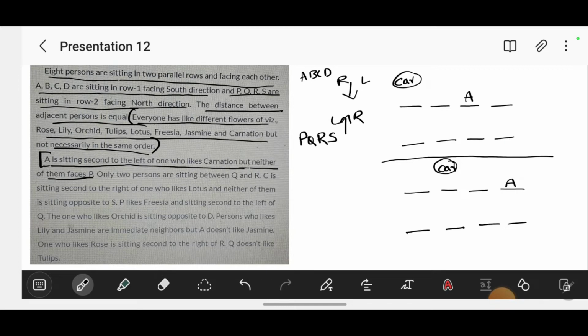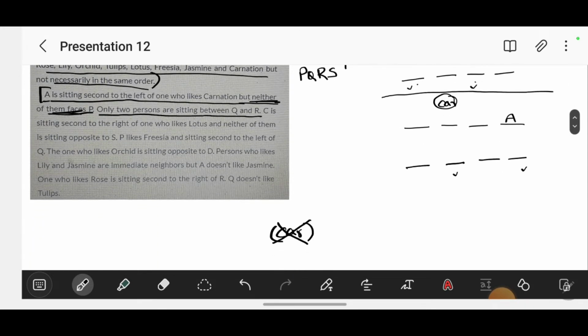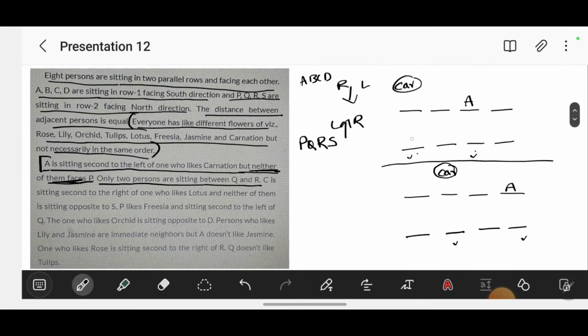And next what he's saying, but neither of them faces P. That means it is not P in any of these positions. Right. Next, only 2 persons are sitting between Q and R. That means Q and R should be here or here. Q and R here, and here also Q and R.